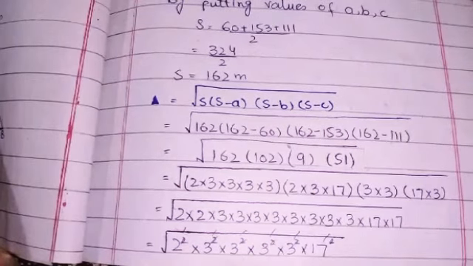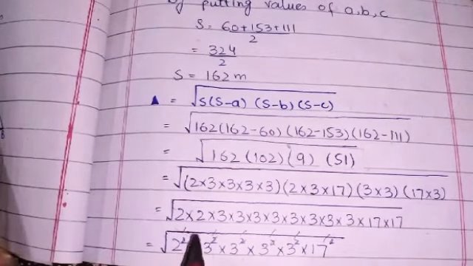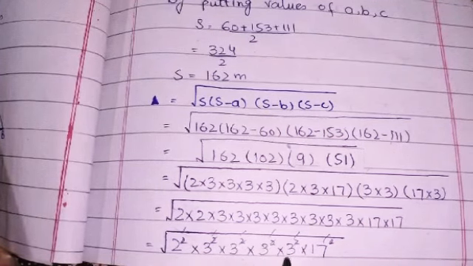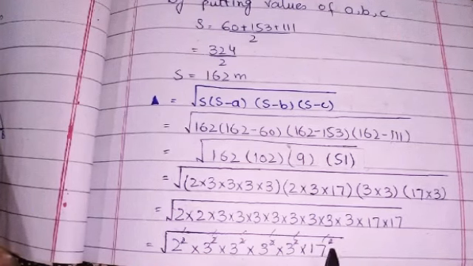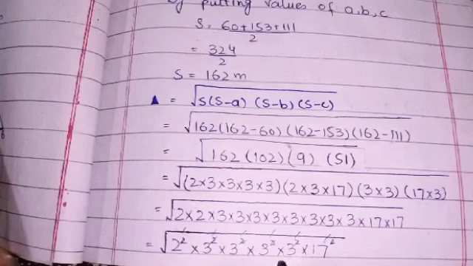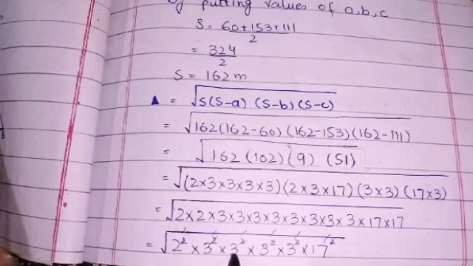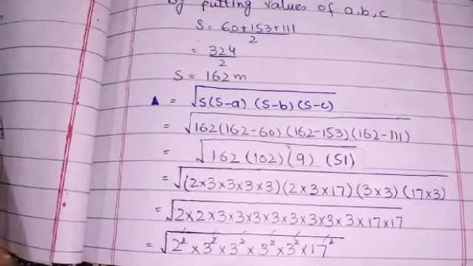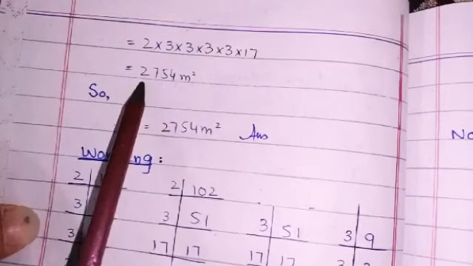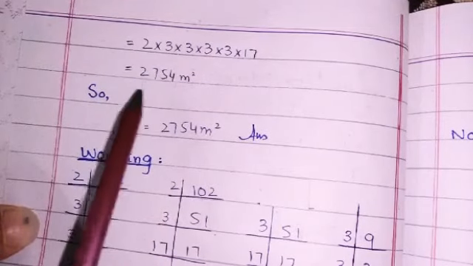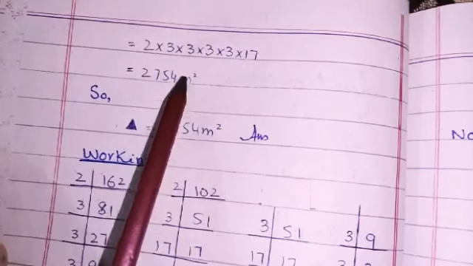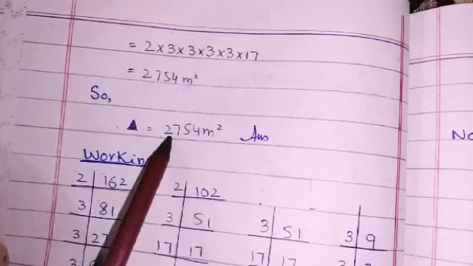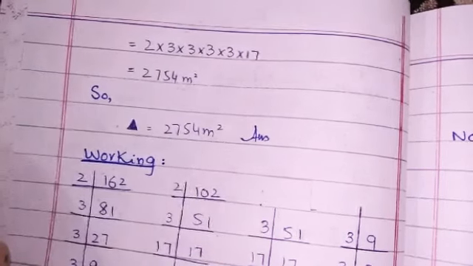Now students, we will create the squares of numbers which are within the square root. As you can see, 2 square, 3 square, 3 square, 3 square, 3 square into 17 square, all the numbers having square on them. So the square cancelled with the square root and we got the numbers 2 into 3 into 3 into 3 into 3 into 17. We multiply all these numbers. By multiplying, we got the answer, which is 2754. Meters square is written with the answer because the area's unit must be in square form. So area of triangle is equal to 2754 meters square, which is our answer.